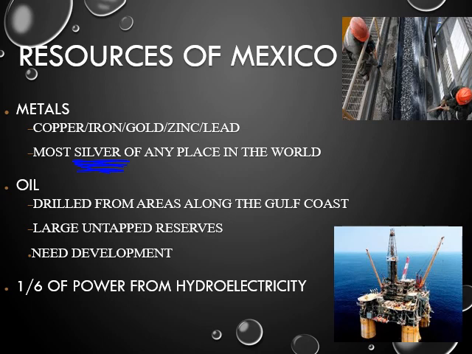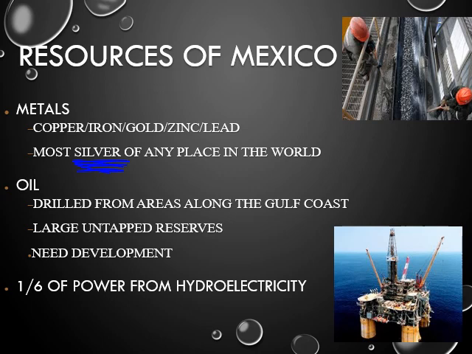The other thing that is found readily in Mexico is oil. They have these huge untapped reserves, and right now they're drilling from these areas, sometimes in the water, sometimes on land, right by the Gulf Coast, right by the Gulf of Mexico, where there's a lot of oil out there. And oil, because it's worth so much, is also probably their most important resource. But all around the country, there are these huge untapped reserves, but they're kind of hard to get to, and so they need to develop them in order to get to the areas so that they can get the money out of this oil before it gets taken by somebody else.